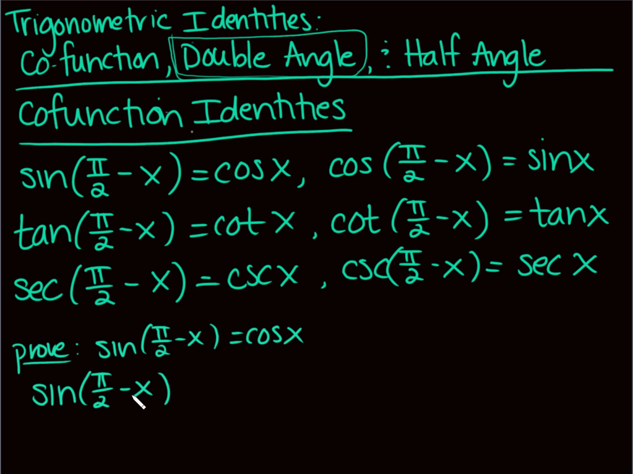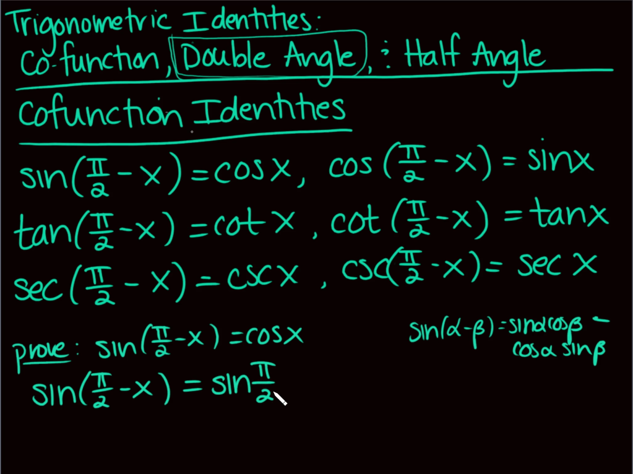So let's start with sine of pi over 2 minus x. And I'm going to use my difference formula. So remember sine of alpha minus beta, that was sine alpha cosine beta minus cosine alpha sine beta. So sine, cosine, cosine, sine. So I'm going to use this formula, except instead of having alpha and beta, I'm going to have pi over 2 and x. So I'm going to have sine of alpha, but alpha in this case is pi over 2, times cosine of beta, but in this case that's x.